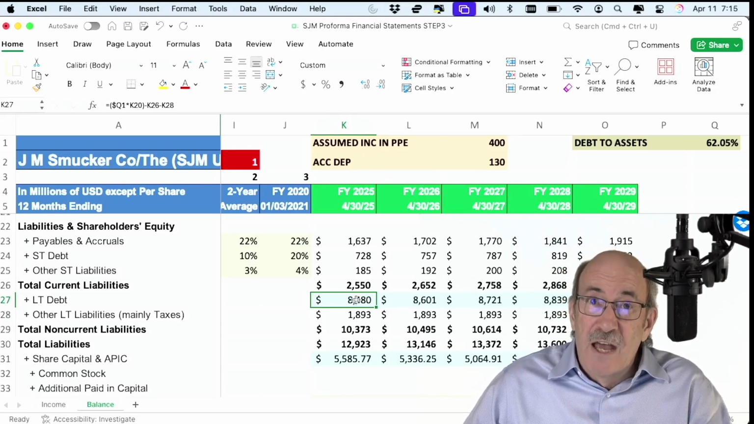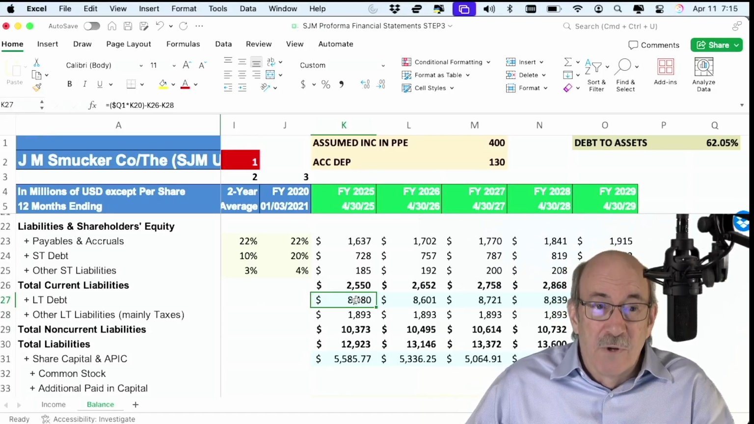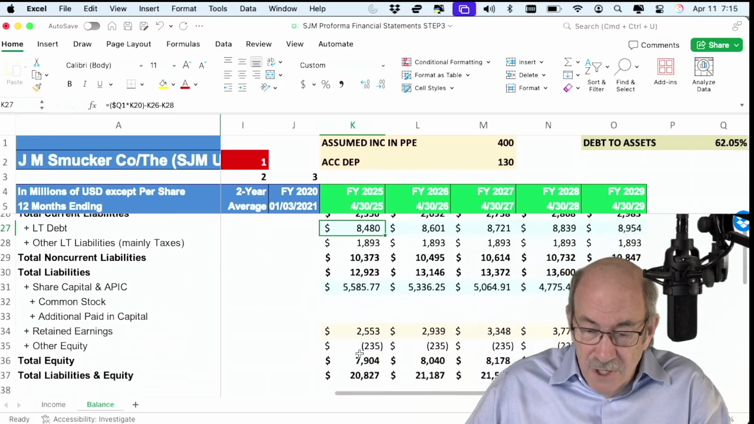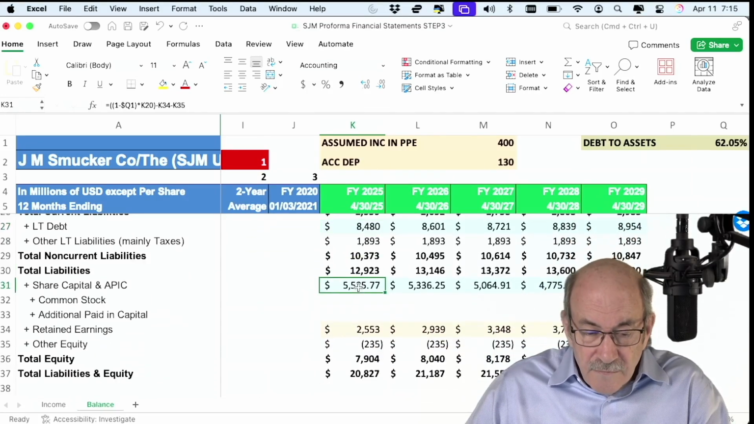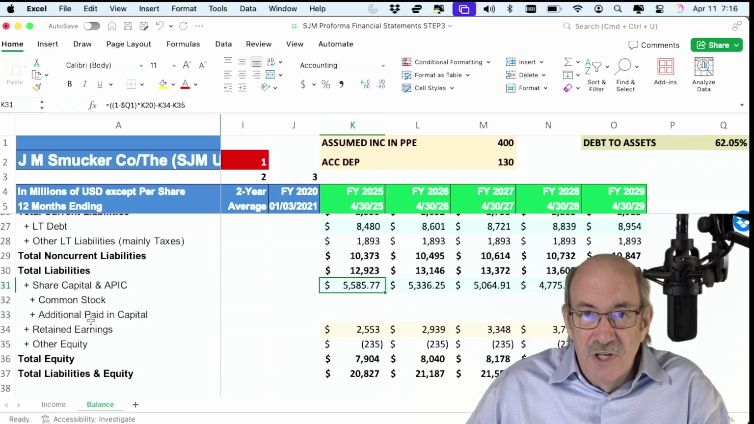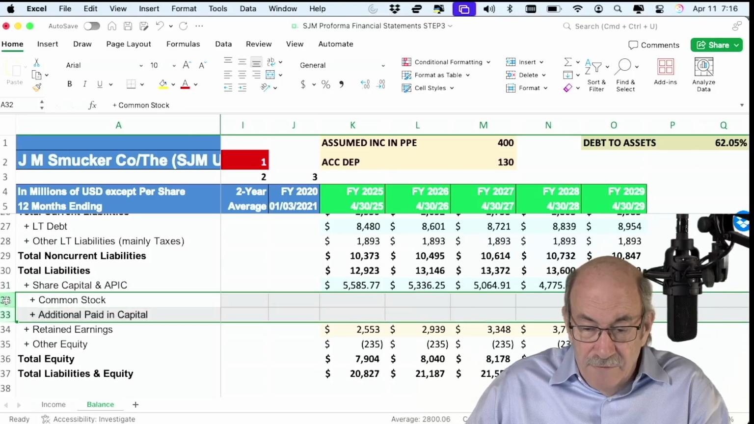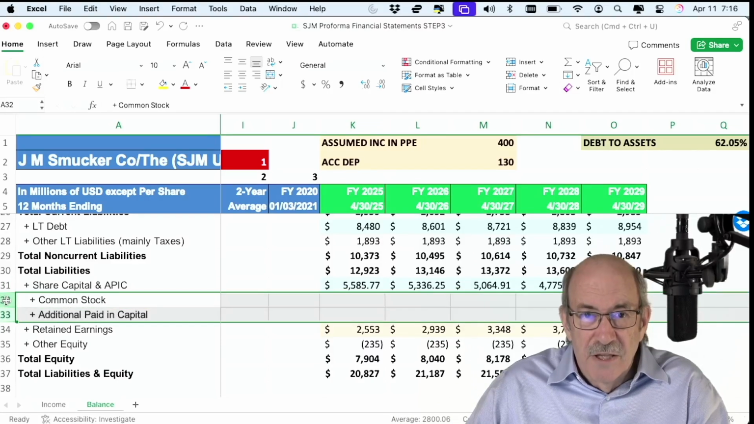I still have to have a plug figure, though, for equity. And that comes in right down here. What I chose to do here, actually, I misled you on the prior spreadsheet. I actually collapsed common stock and APIC into a single account. So theoretically, I could get rid of both of these lines and clean up my balance sheet a little bit.